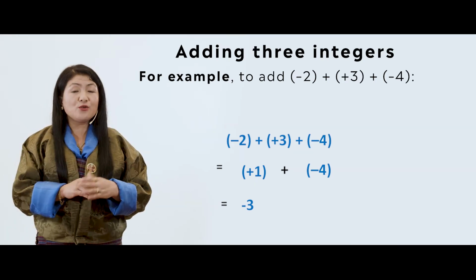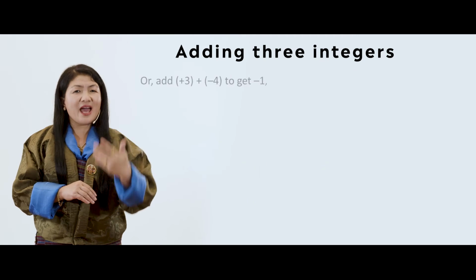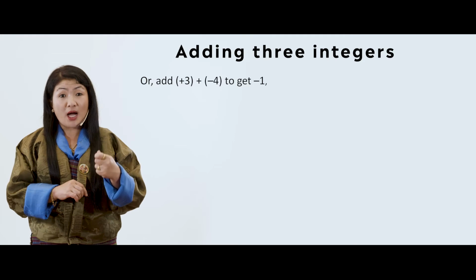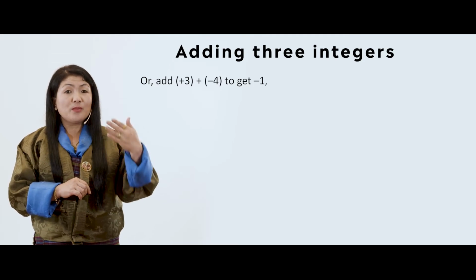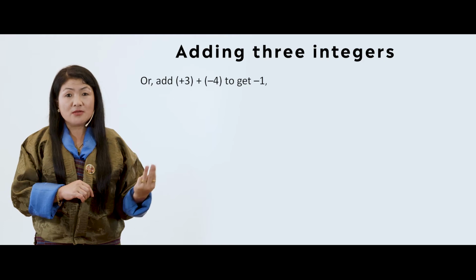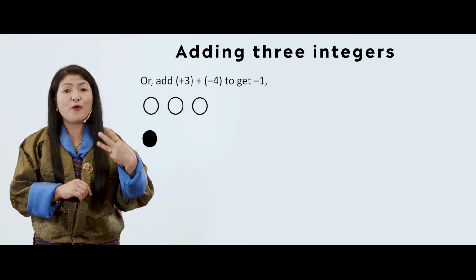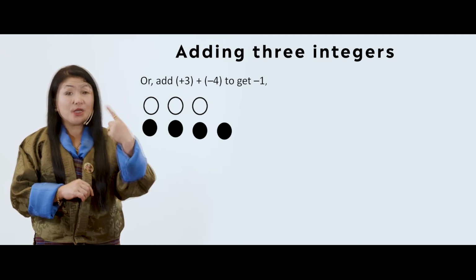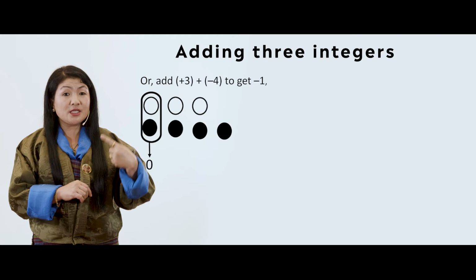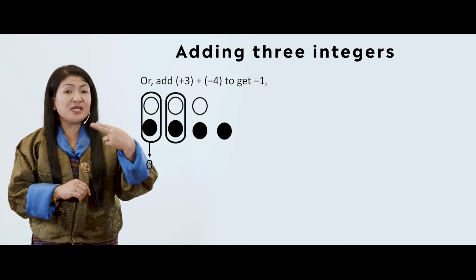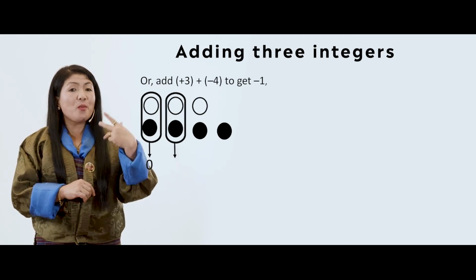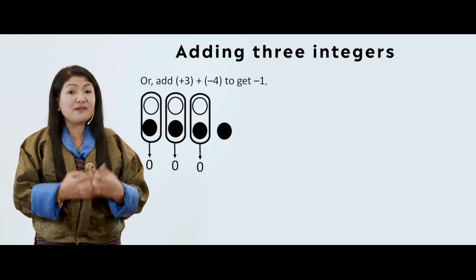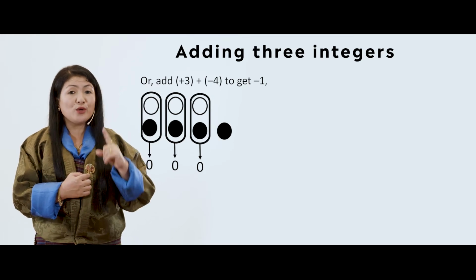Or we can do it the other way round. You can add positive 3 plus negative 4 to get negative 1. You model positive 3 with 3 white counters and negative 4 with 4 black counters, then you can apply the zero property, like positive 1 plus negative 1, it is 0. Positive 1 and negative 1, it is 0, and we are left with one black counter, which is what?